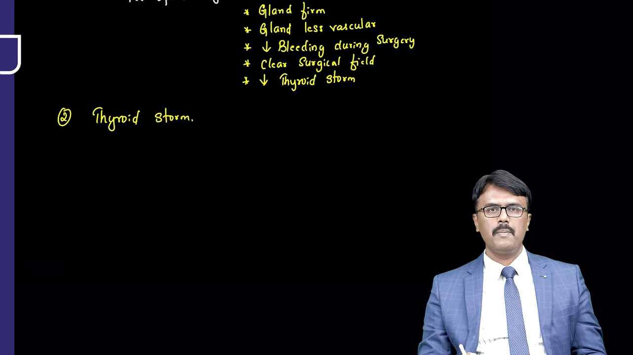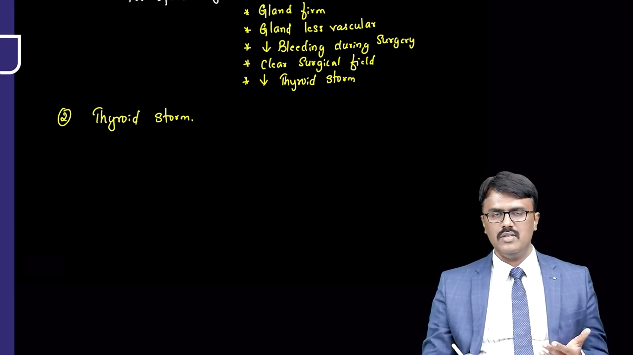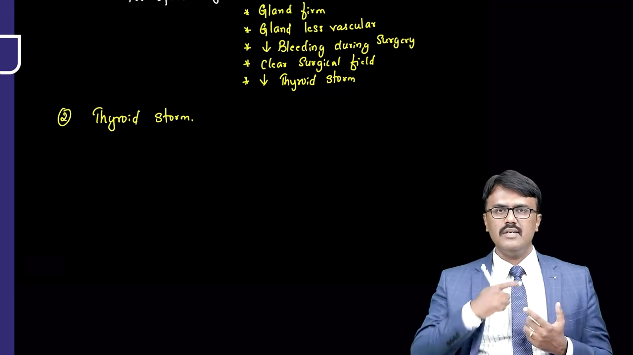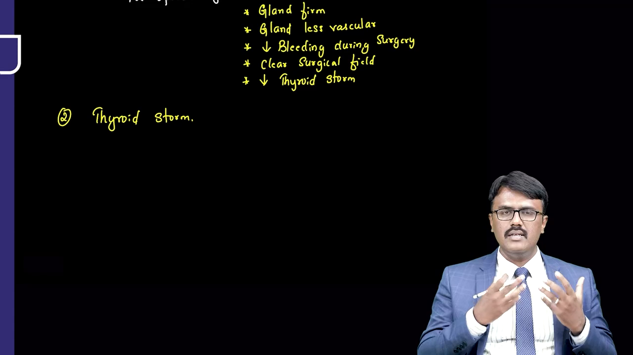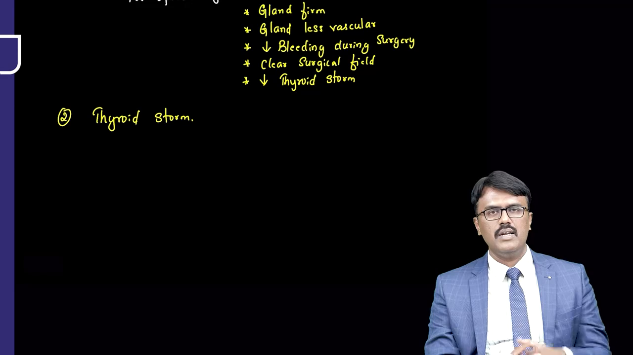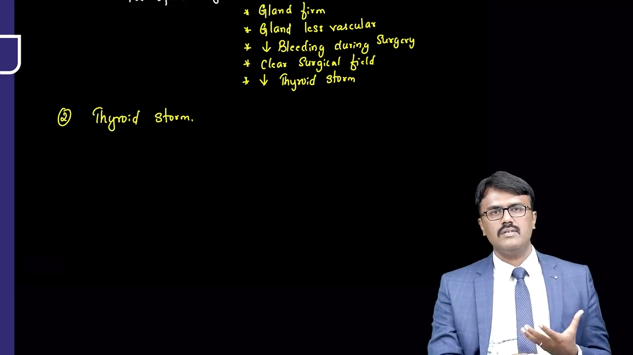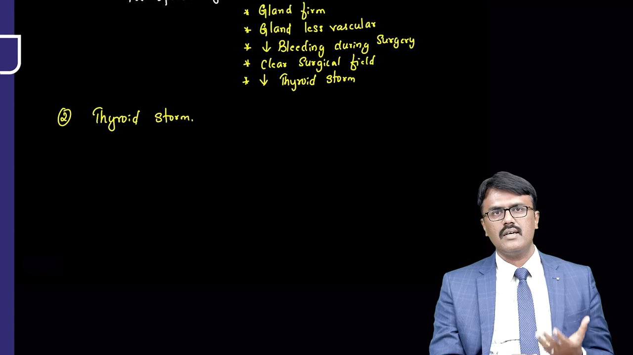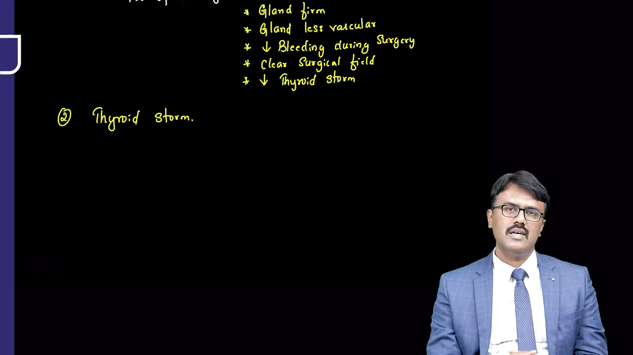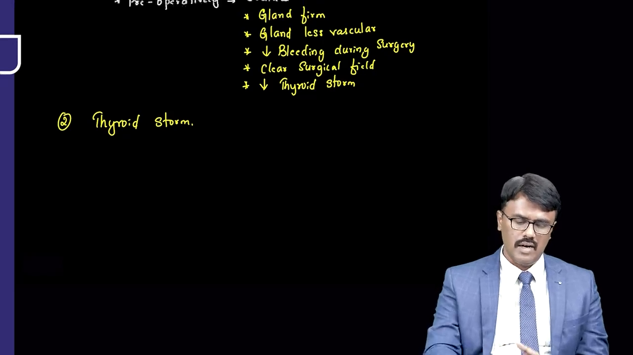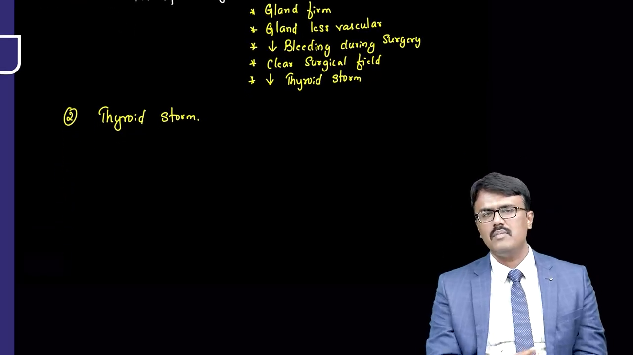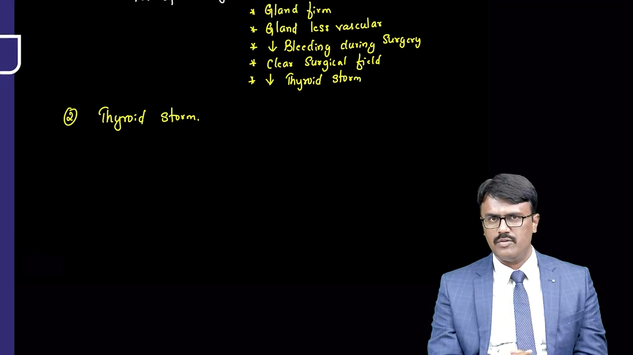What is thyroid storm? Suppose you are operating on a Graves' disease or hyperthyroidism patient or toxic nodular goiter. When you cut the thyroid gland, there is a chance that thyroxine gets released into circulation. When it releases into circulation, it will cause CVS manifestations like tachycardia, arrhythmias, and all these things. So iodides will decrease the chance of thyroid storm. And how do they work in thyroid storm? They decrease the release of T3 and T4.